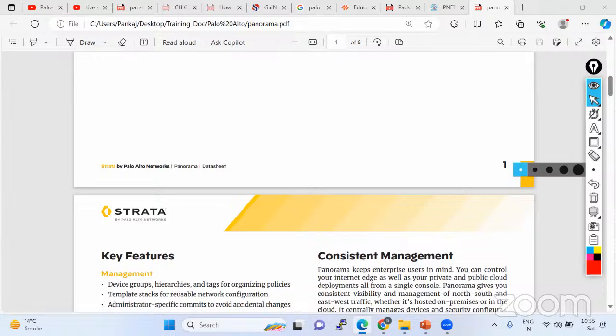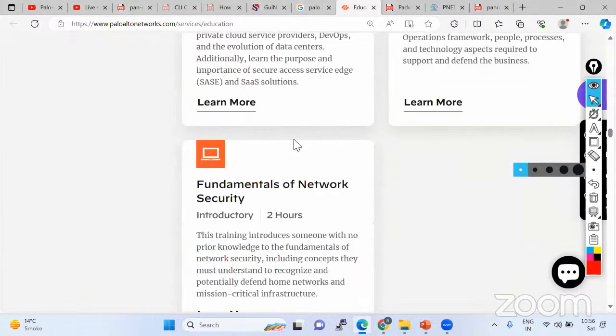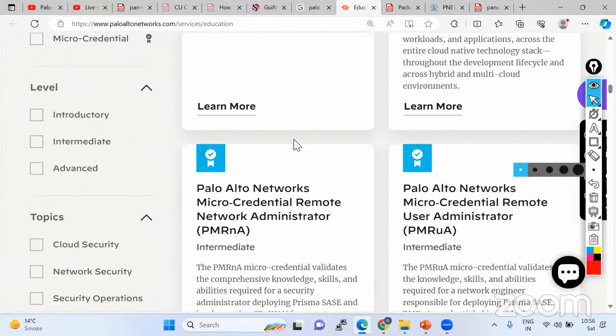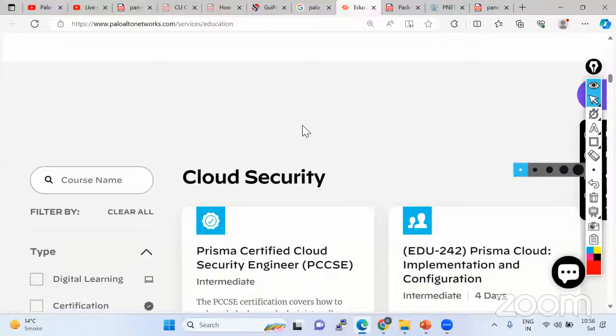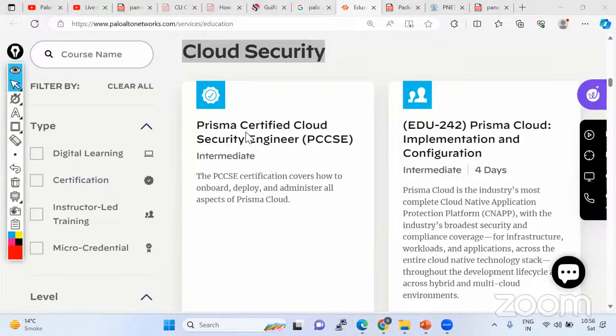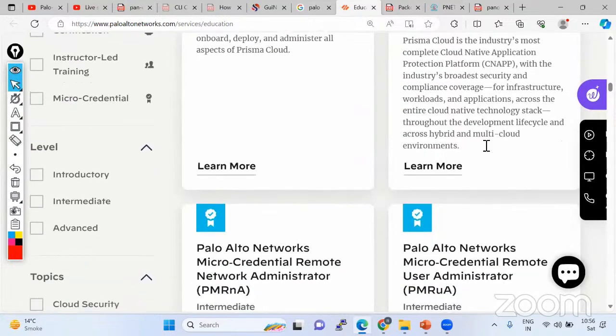All right. So let me come back to the certification part. Let me conclude that, because we have a lot of Q&A, since this is a basic section. I was talking about Palo Alto certification. I am on the Palo Alto education network site. You can see we have cloud security, and in cloud security we have the Prisma Certified Cloud Security Engineer, PCCSE. If you want to become a cloud security engineer, you have to learn Prisma Cloud implementation and configuration.